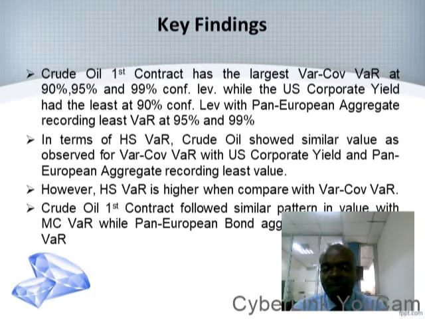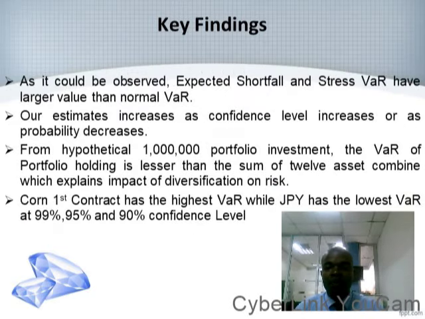However, the historical simulation VaR is higher when compared with variance covariance VaR. Crude oil first contract follows similar pattern even when we make use of Monte Carlo simulation VaR, and pan-European aggregate came last. It could be observed that the expected shortfall and stress VaR have larger value than normal VaR. Estimate increases even as confidence level increases or as probabilities decrease.